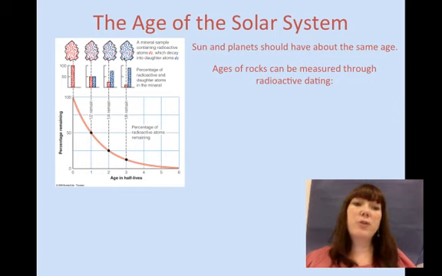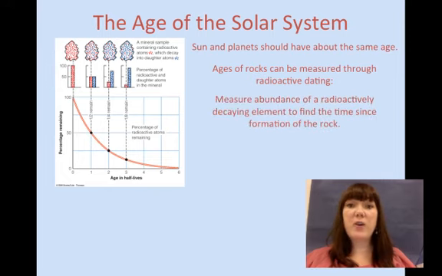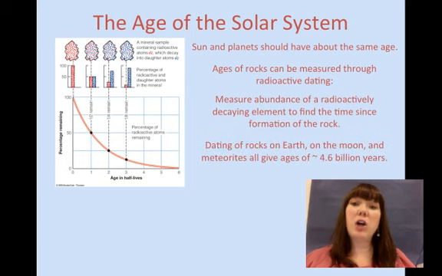But just a little overview, what we end up doing is taking some radioactive elements, and they have a set age in which they start to decay. So if it's a certain parent atom, we know how long it's going to take to decay. So if we find that in a rock, we can tell how old it is. So we measure the abundance of a radioactive decaying element to see how long ago it formed.